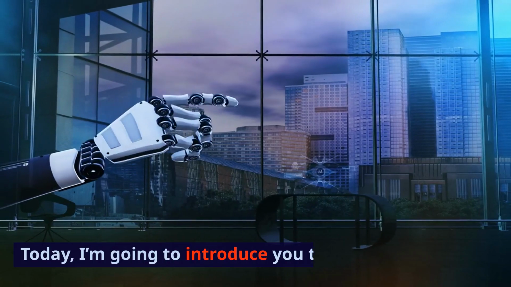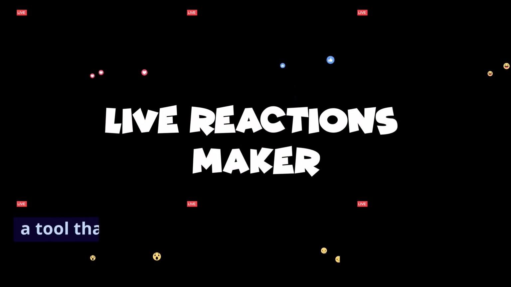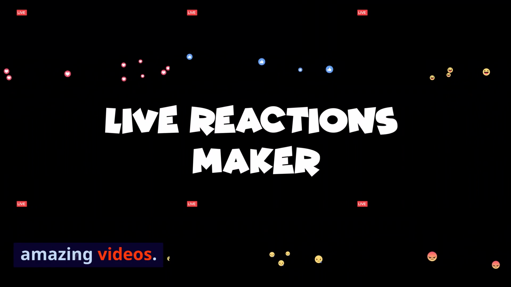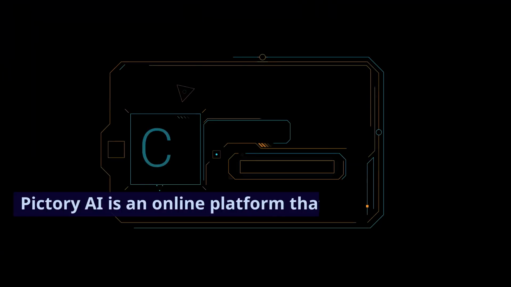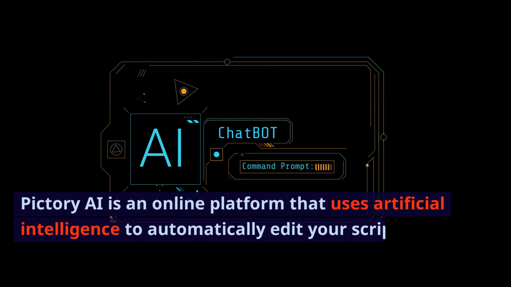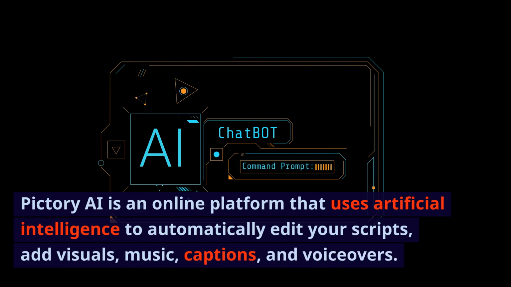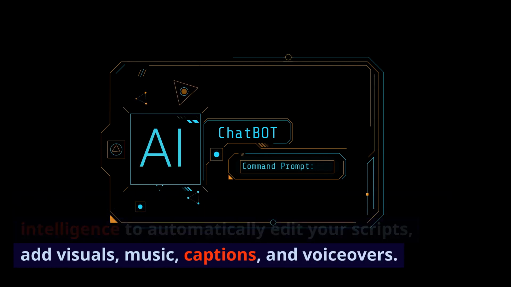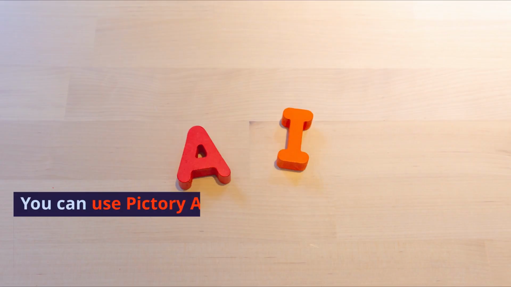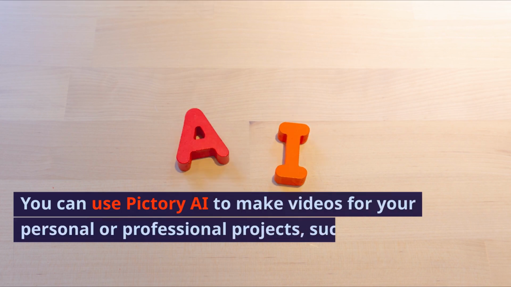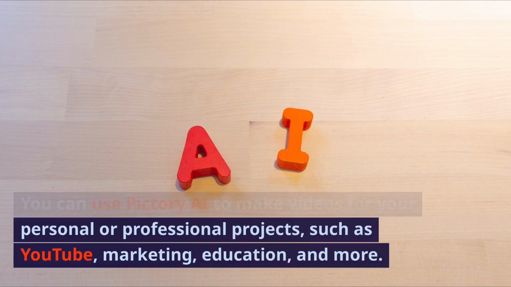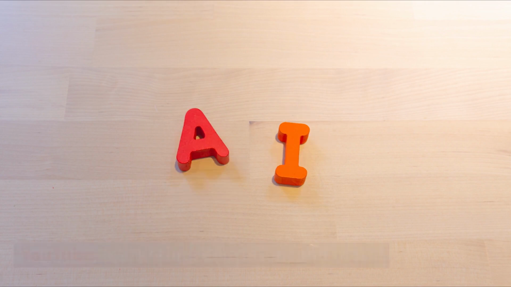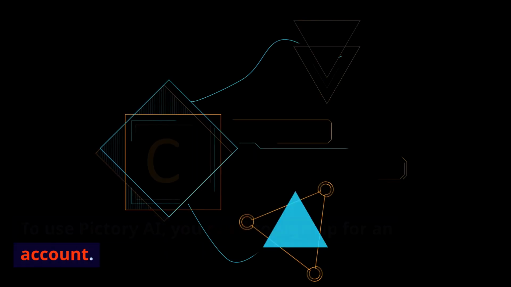Today I'm going to introduce you to Pictory AI, a tool that can help you turn your scripts into amazing videos. Pictory AI is an online platform that uses artificial intelligence to automatically edit your scripts, add visuals, music, captions, and voiceovers. You can use Pictory AI to make videos for your personal or professional projects, such as YouTube, marketing, education, and more. To use Pictory AI, you need to sign up for an account.